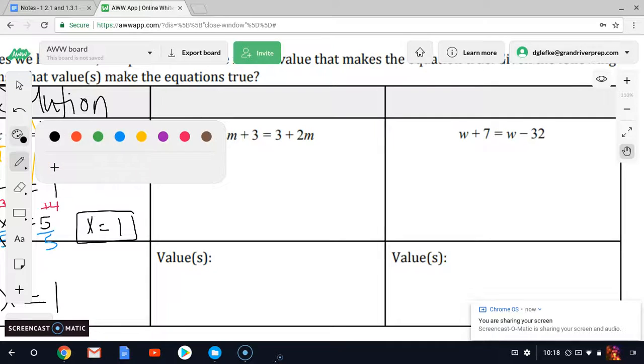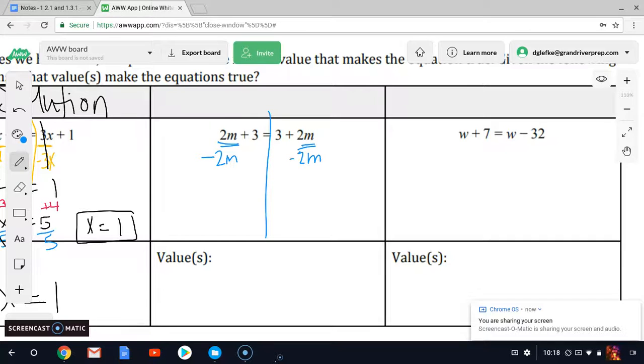And we're going to start it the same way. If we look at where our variables are at, I have an m over here and an m over here. So I want to get them to the same side. So I'm going to subtract 2m from this side because there's 2m, and to get rid of 2m, I have to subtract 2m. And then I have to subtract 2m from this side. When we do that, 2m minus 2m is just 0. That goes away. Okay, so we have positive 3 equals, we still have that 3, and then positive 2m minus 2m, well, that also goes away. So now we have 3 equals 3, and our variable disappeared.